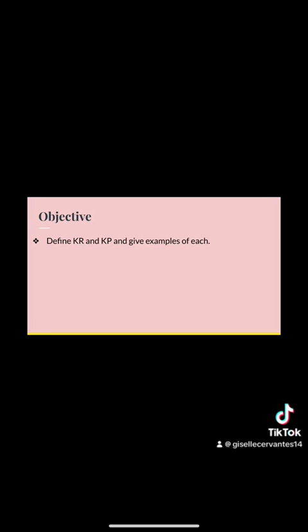So the topic that I chose for our very last mini lecture is to define KR and KP and give examples of each. We're going to start right off with knowledge of results, also known as KR. This refers to the outcome of an attempt to perform a skill.